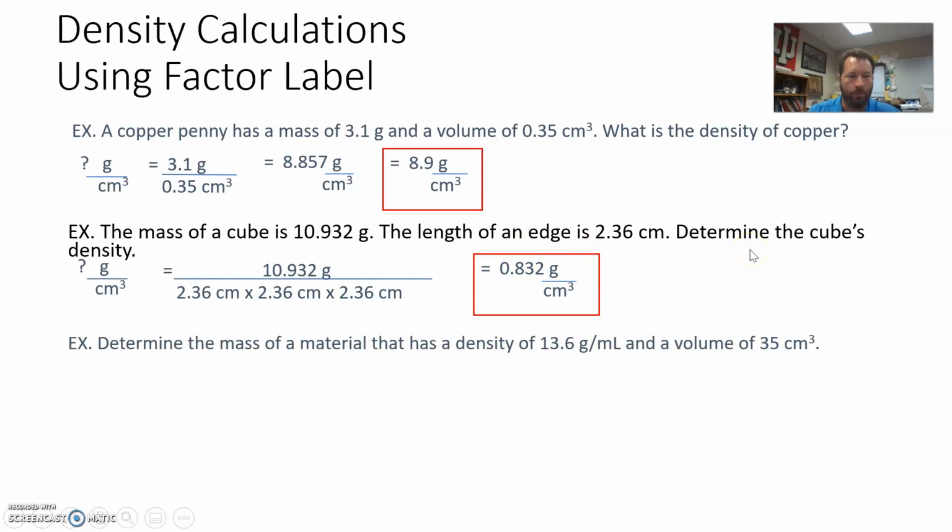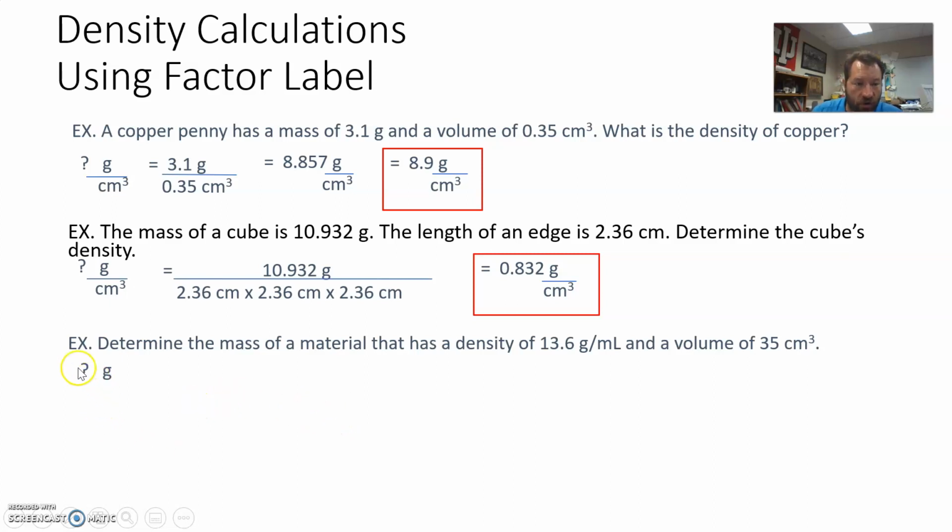Our next example. Determine the mass of a material that has a density of 3.6 grams per milliliter and a volume of 35 cubic centimeters. Hey, so finally we're not actually looking for a density. The first two we were looking for the density, mass per volume. This time we're looking for the mass, and we're given the volume.